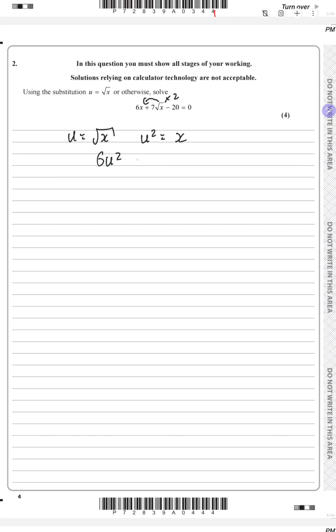And then we can sub in, so it's 6u squared plus 7u minus 20 is 0. So we've got 3u take 4, 2u plus 5. So u is 4 over 3, or u is minus 5 over 2. Now at this point, we need to remember that the equation we're trying to solve is for x, not for u. So let's sub it back in.